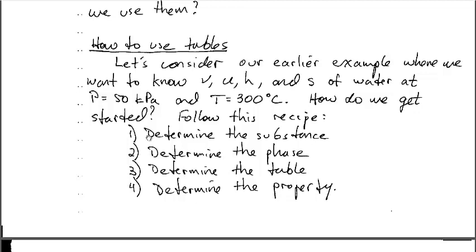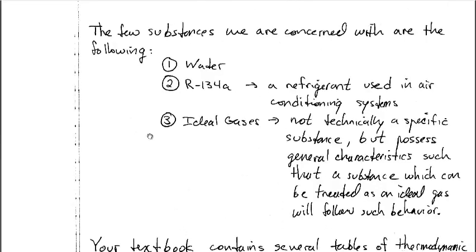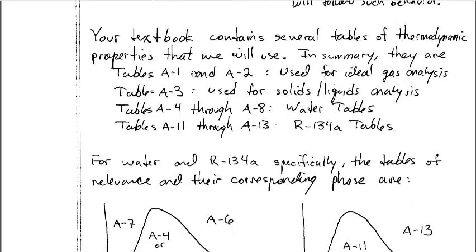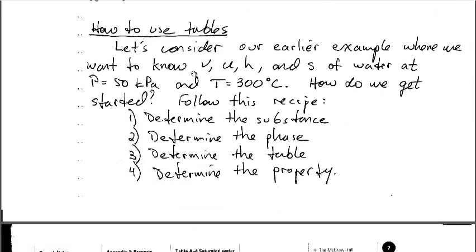If I go back to this list up here, we say that we study water, R134A, ideal gases. If the substance is water, we want to use the water tables. Don't try to apply ideal gas law behavior to water. Or if we have R134A, we want to use the R134A tables. We do not want to use the water tables. We do not want to treat R134A as an ideal gas. So the first thing to do is to recognize the substance and make sure that we use the tables appropriately. So that's step number one, determine the substance.